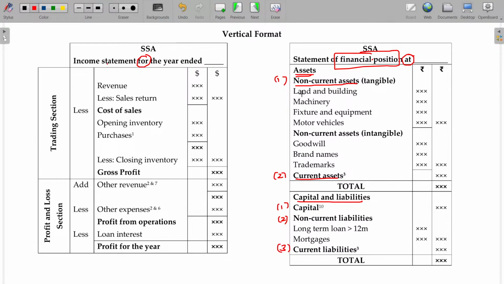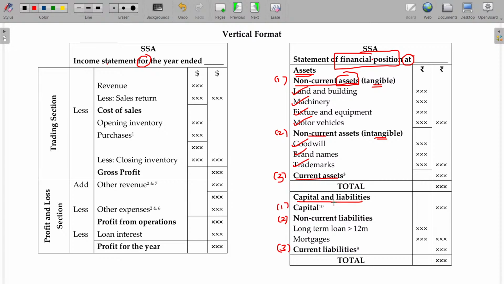In case of non-current assets, again we can classify into two parts: the non-current assets in the form of tangibility will be called tangible assets, and non-current assets in the form of intangibility will also be a block. In case of tangible, the examples are land and building, machinery, fixtures and equipment, and motor vehicles, or any other assets you come across. Check whether it is tangible. Intangibles are like goodwill, brand names and trademarks. Goodwill, brand names and trademarks still have value for the organization, but of course we cannot see them, so they are called intangible. So we can have two blocks.